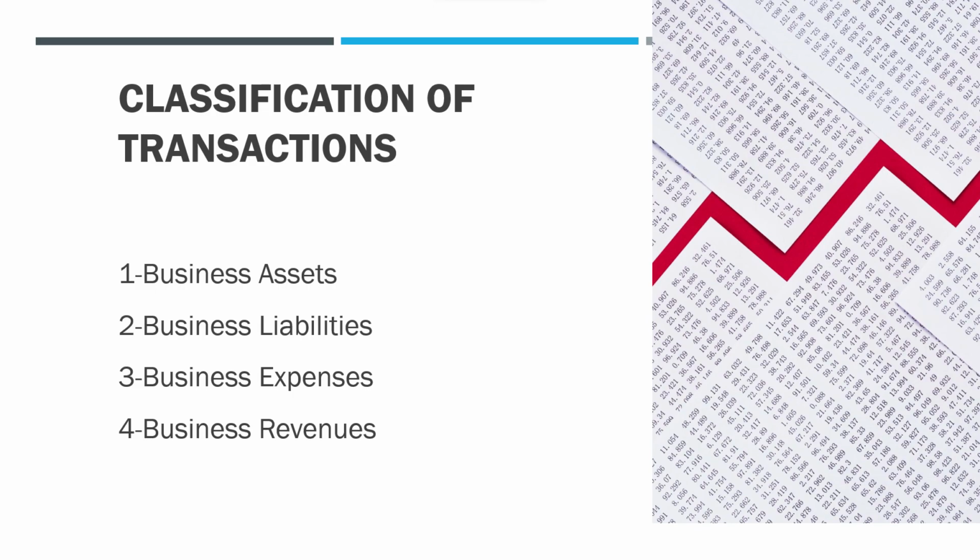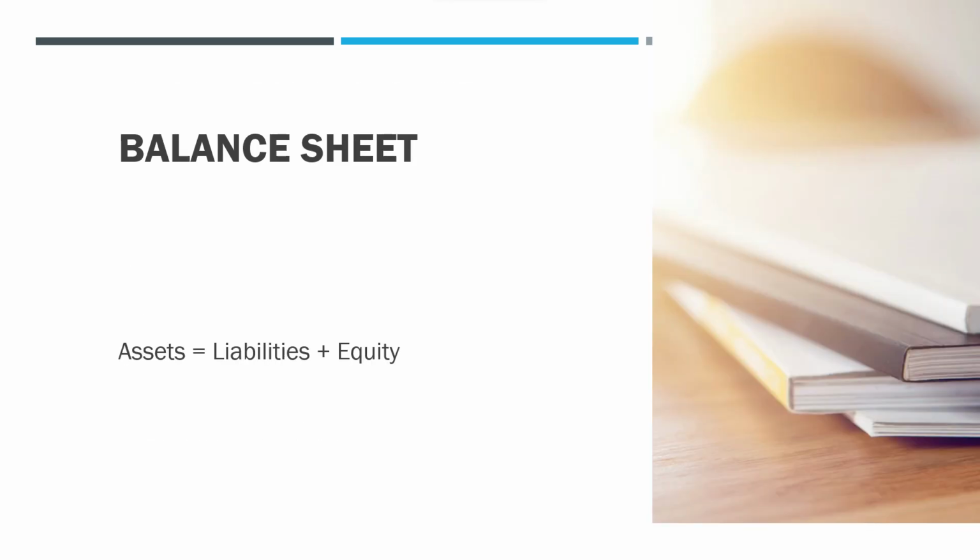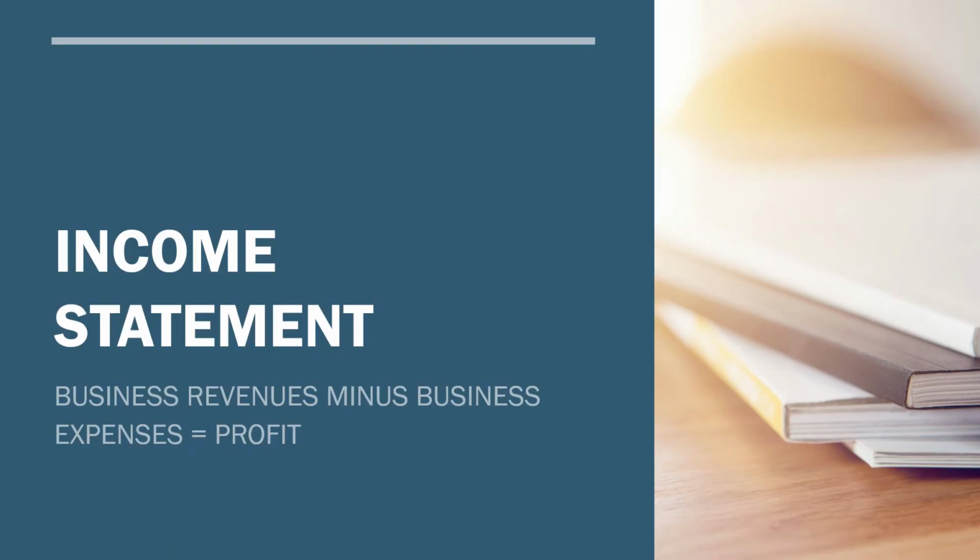3. Business expenses such as rent or gas expenses. 4. Business revenue or income such as income from the sale of merchandise or services. You may already know that assets and liabilities, including equity, are shown in the balance sheet of the business, while income and expenses are shown in the income statement of the business.